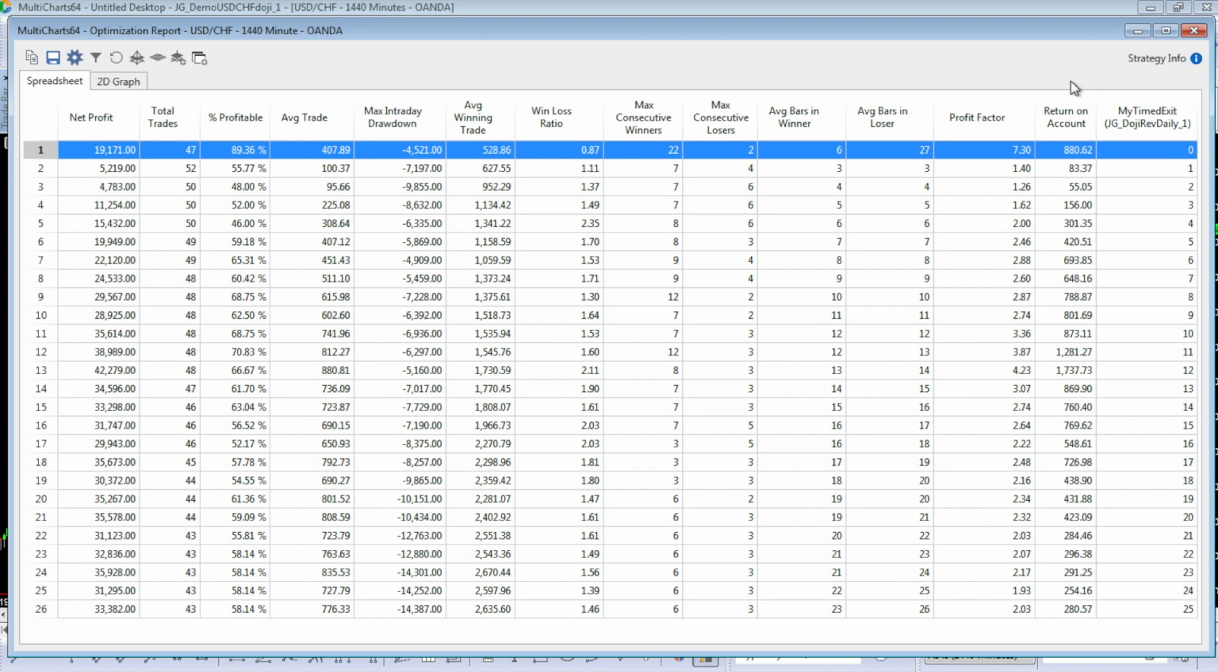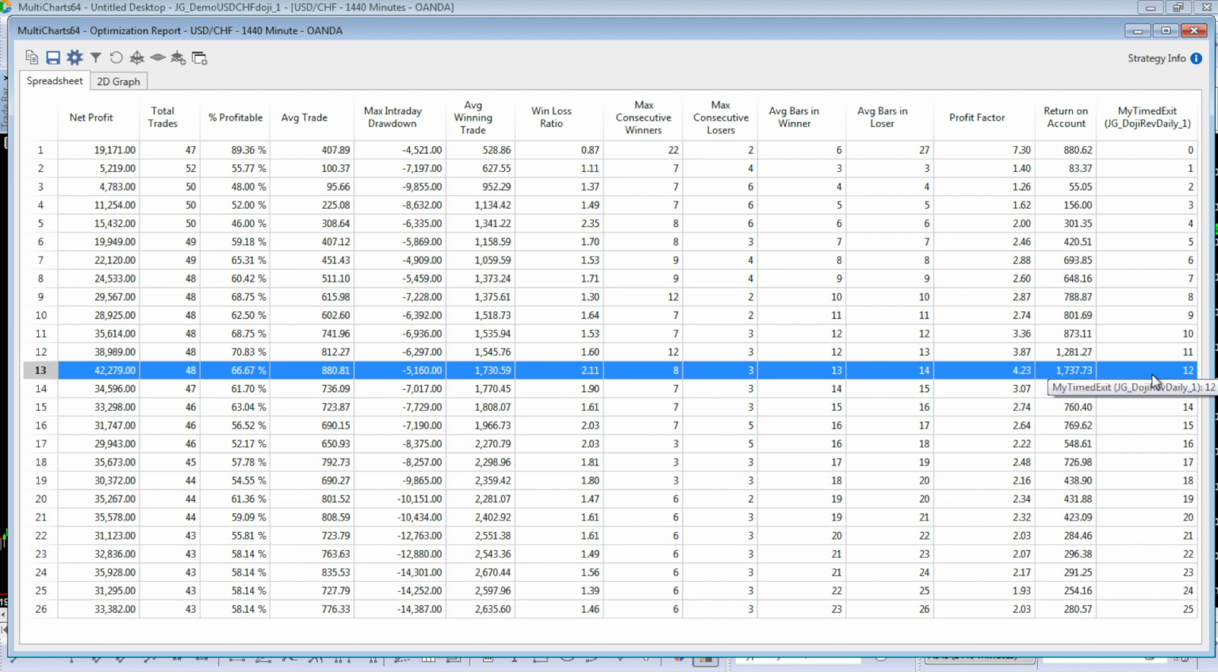So looking at the results, we look at the net profit, and straight away, the good thing we can see is that they're all profitable. So 100% of these 26 results are profitable, so that's great. Looking for the highest one, I can see that exiting after 12 days is the best one, or it gives us the most net profit at 42,000. Now, although that is in the middle of some very stable results, it could be a slight outlier, and I don't always like choosing the best result.